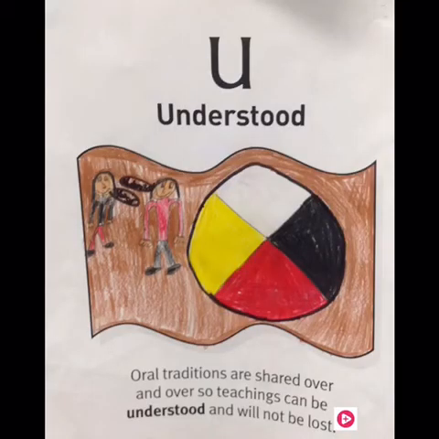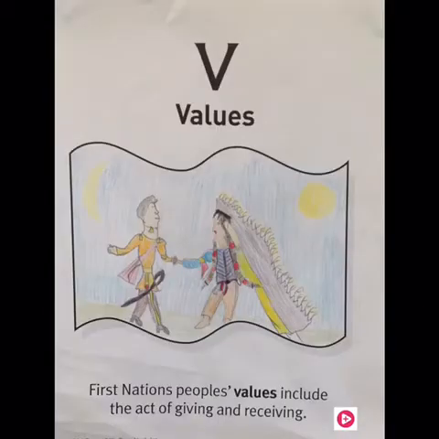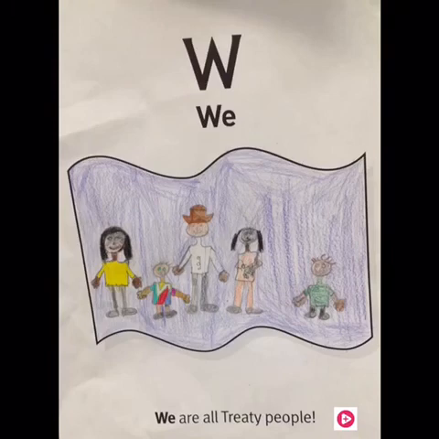U is for understood. Oral traditions are shared over and over so teachings can be understood and will not be lost. V is for values. First Nations people's values included the act of giving and receiving. W stands for we. We are all treaty people.